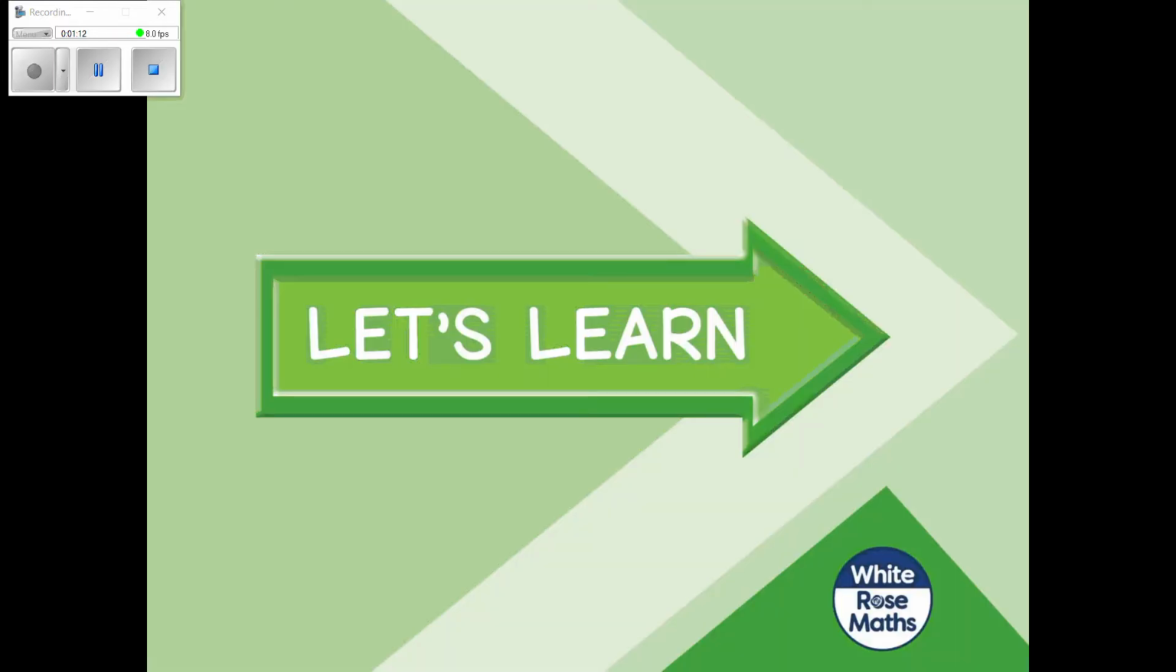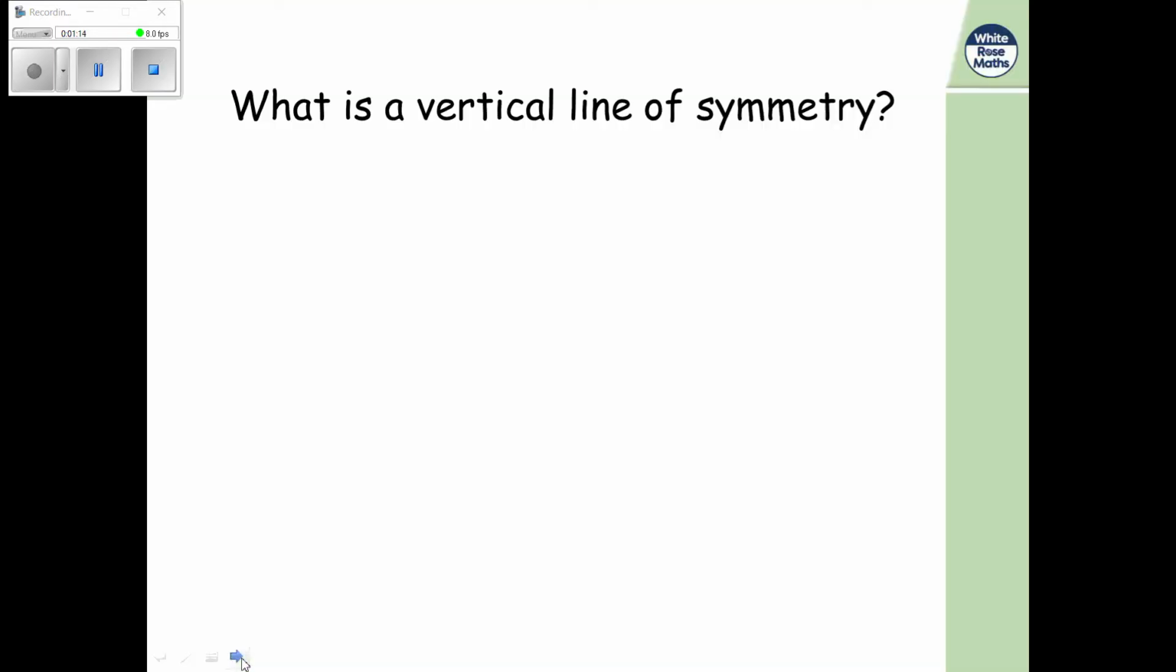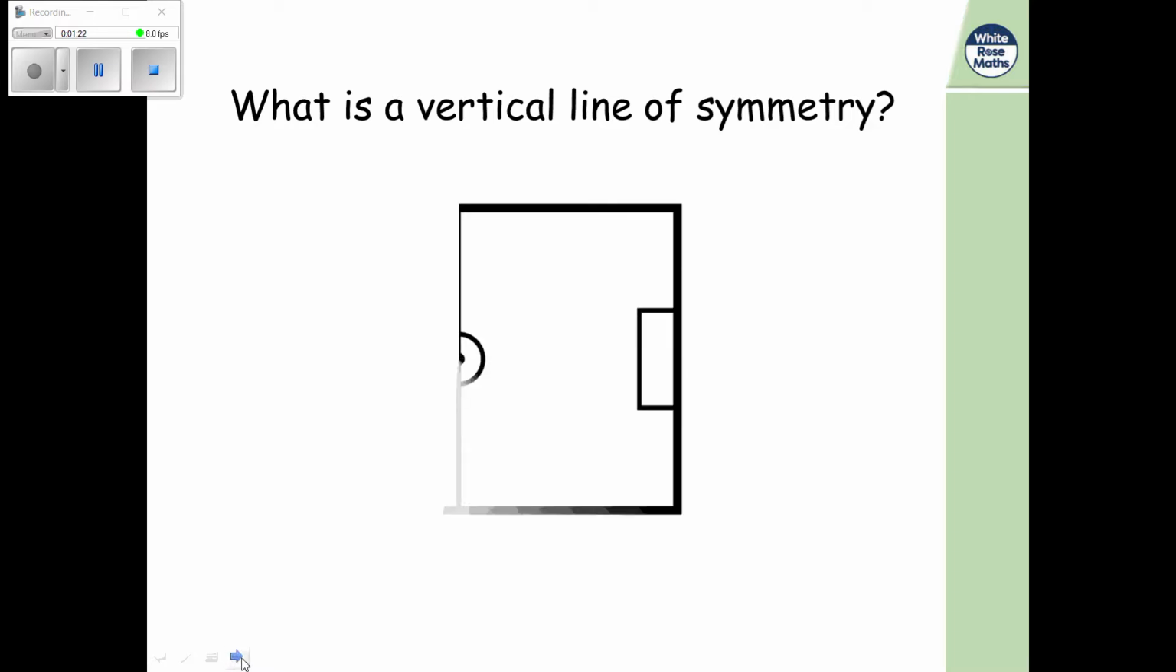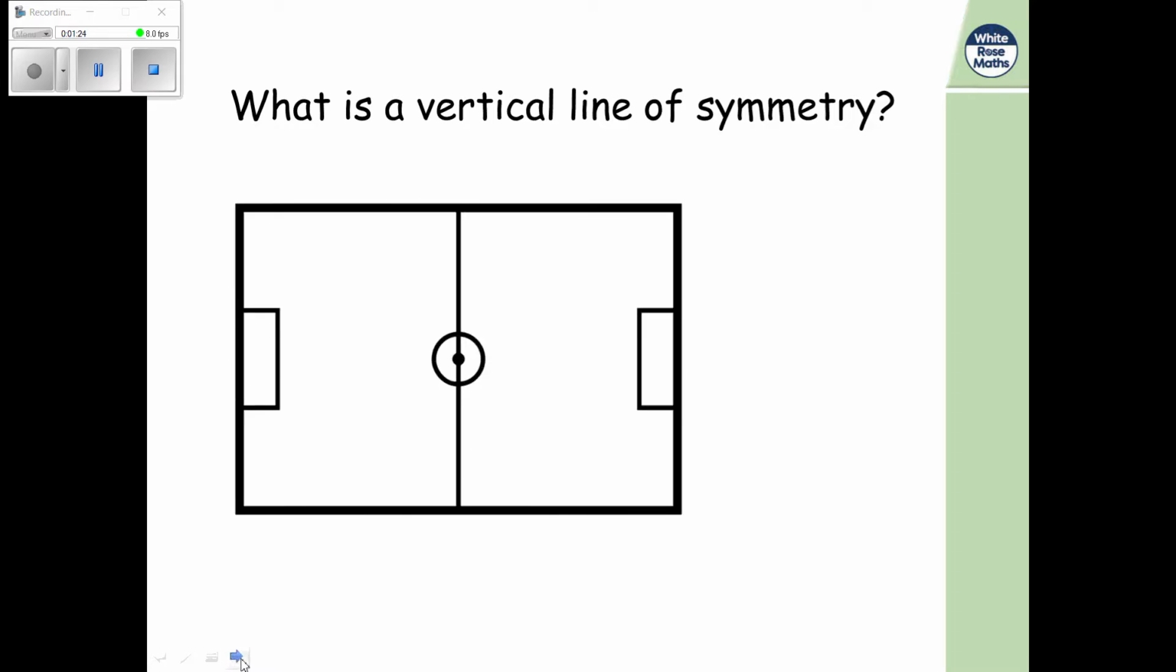So let's get learning. What is a vertical line of symmetry? Well, we know that lines run from top to bottom or up and down is another way we could say it. So here is a football pitch. How exciting. And they have drawn a line of what they think is symmetry. Pause here and have a little think. Do you agree?